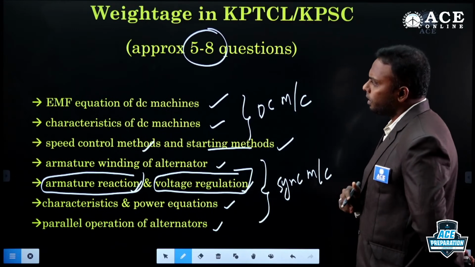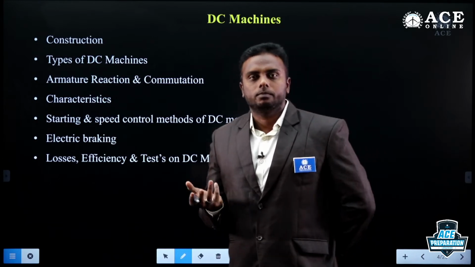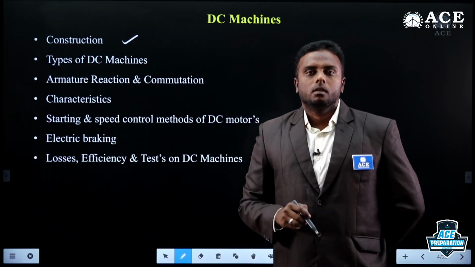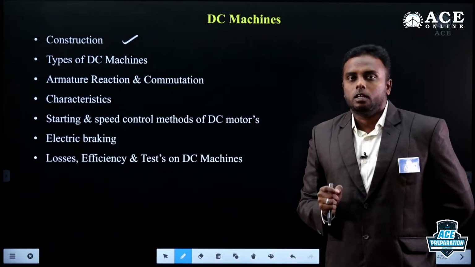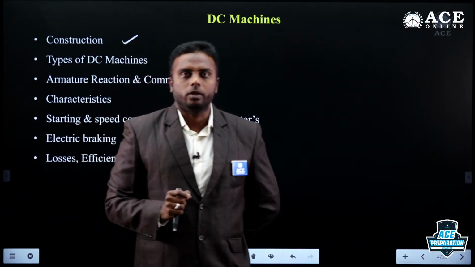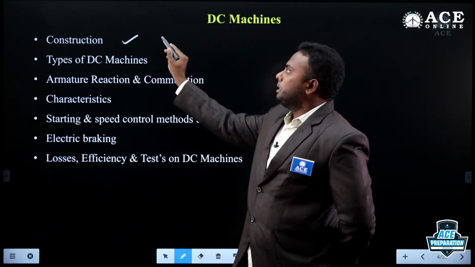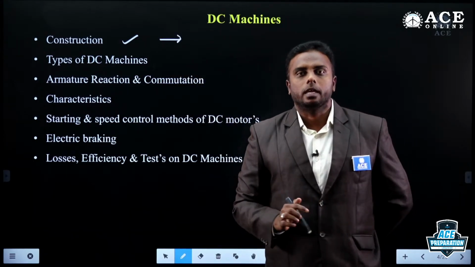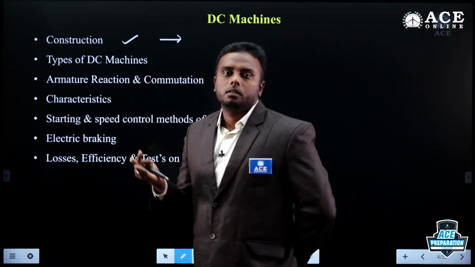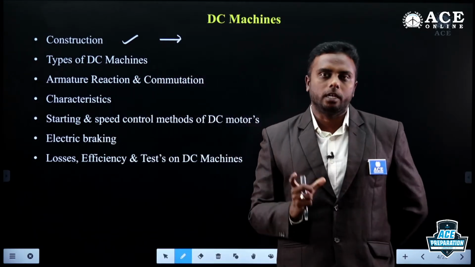Next, let's see. In DC machine, what is the syllabus and what will we cover? Okay. So first we will start with construction in DC machine. Here construction is also important for competitive examinations. Generally from the GATE point of view, construction is not that important, but for competitive examinations it is very important. In the construction of DC machine, we have many parts like yoke or stator frame, as we call it. After that field poles, then commutator, brushes, armature core, armature winding.